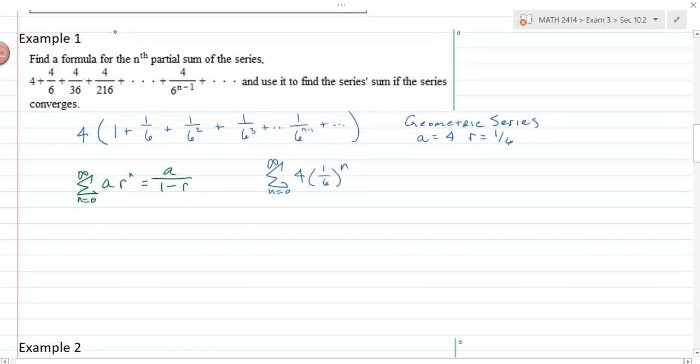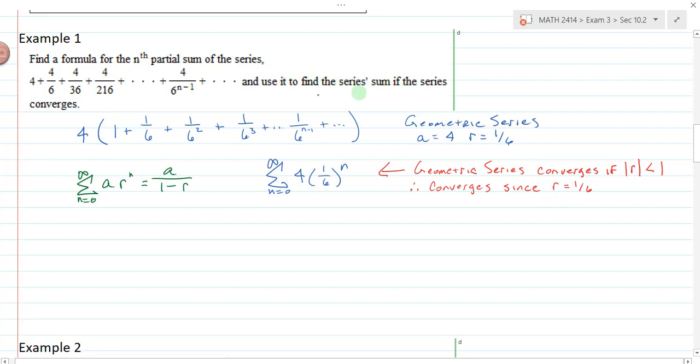Does this geometric series converge? What are the conditions for convergence on the cheat sheet? We're told the absolute value of r has to be less than 1. Our r here is 1/6. That's less than 1. Therefore, this series converges. This series converges since r is equal to 1/6.